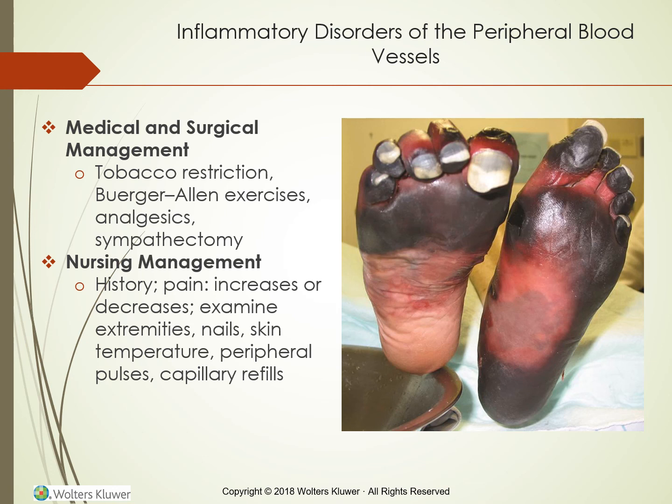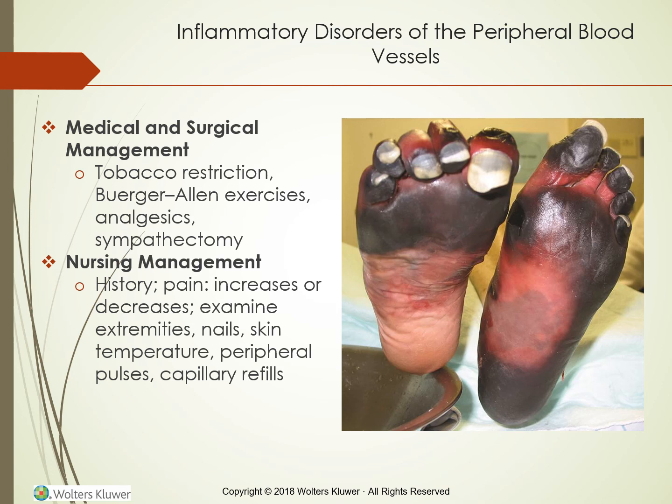Sympathectomy, the surgical interruption or suppression of some portion of the sympathetic nerve pathway, is performed to relieve vasospasm. If ulcerations occur, wound debridement, removal of necrotic tissue, and skin grafting may be required. If circulation becomes so impaired that gangrene results, amputation is necessary.